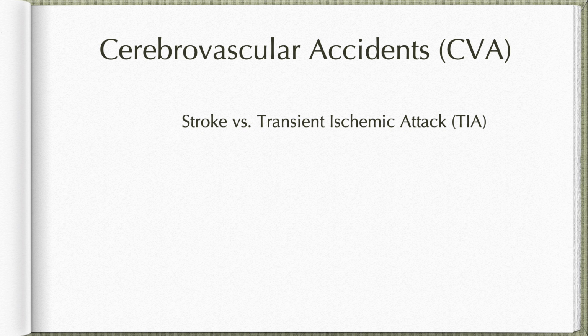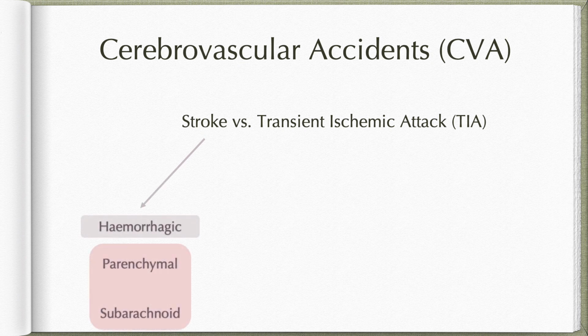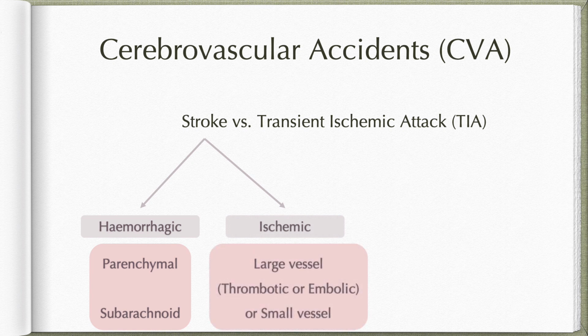There is another term known as transient ischemic attack. This is again a neurological deficit due to some vascular involvement, but here the deficit will not go beyond 24 hours. Strokes are classified as hemorrhagic strokes, which can be because of hemorrhage within the parenchyma of the brain, or hemorrhage within the subarachnoid space, or they are classified as ischemic strokes, wherein the ischemia could be because of the involvement of a large vessel due to a thrombosis or embolism, or because of an involvement of a small vessel.